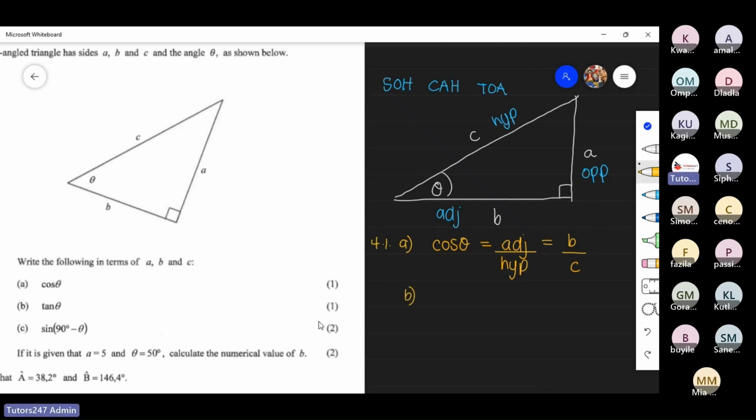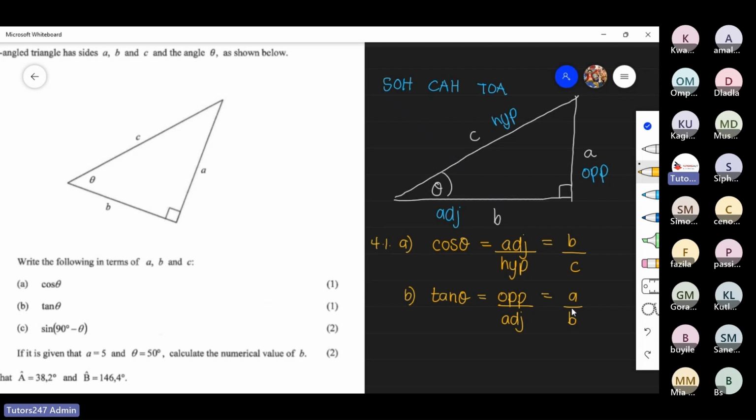We've got B. Now B is tan theta. If you have a look at tan theta, you can see that tan theta is TOA. T for tan, O for opposite, A for adjacent. So that is going to be opposite over adjacent. Now our opposite, let's have a look. Our opposite is A and our adjacent is B. So we stop there, we don't go any further.